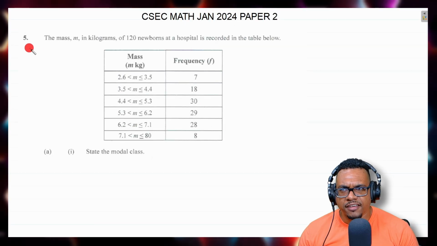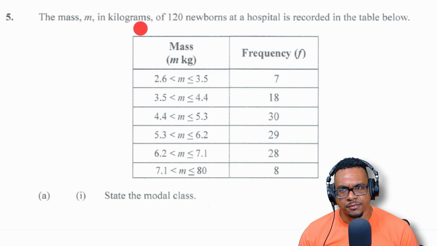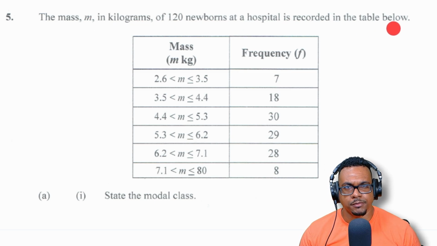So here in question 5, we have the mass m in kilograms of 120 newborns at a hospital recorded in the table below. So here we have the mass in kilograms.